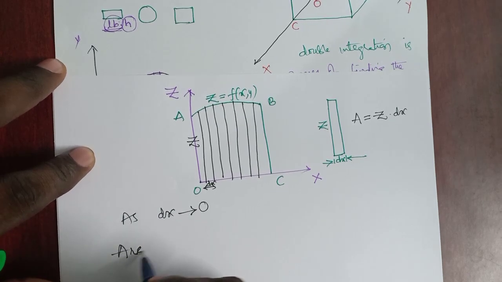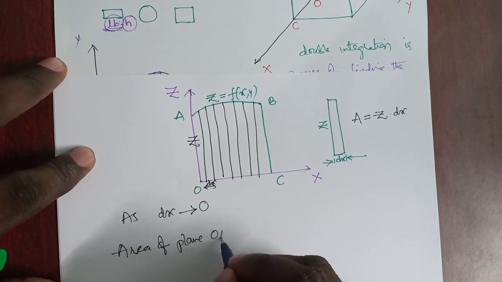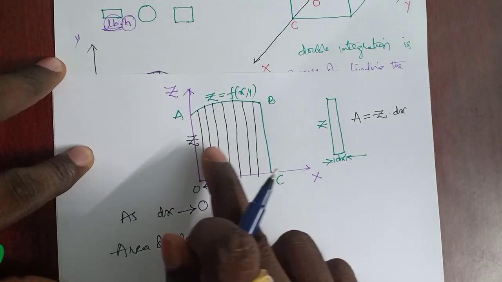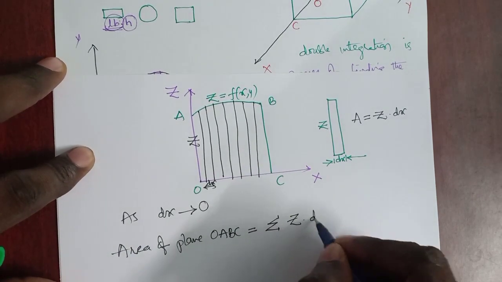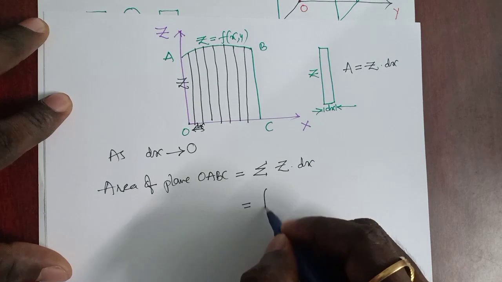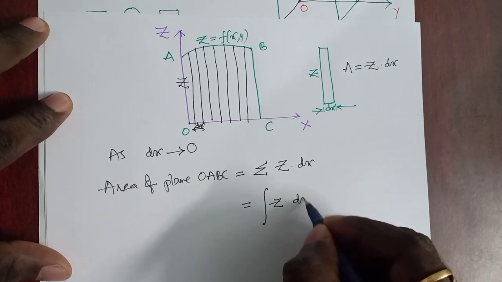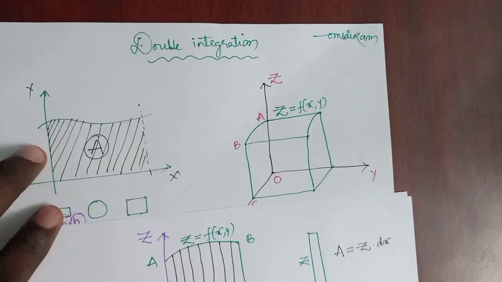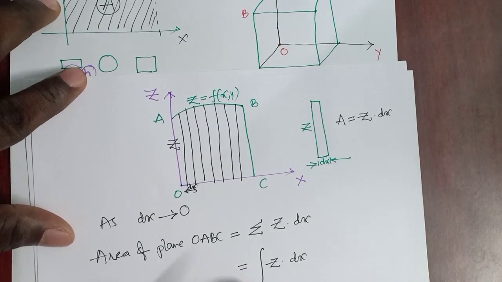So the area of plane OABC equals the summation of all these rectangular boxes, which is nothing but sigma z into dx. Now summation, the elongated S, is nothing but integration of z into dx. So now I have the area, the integration of z into dx, and we need to find the volume.